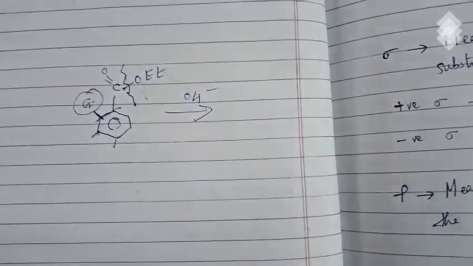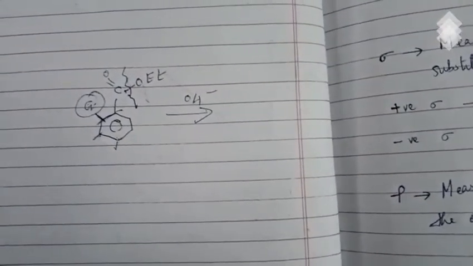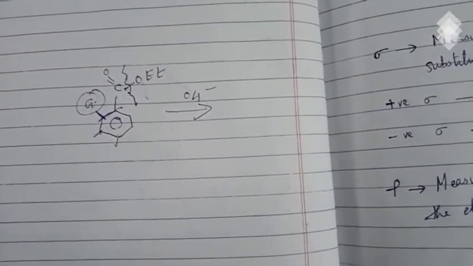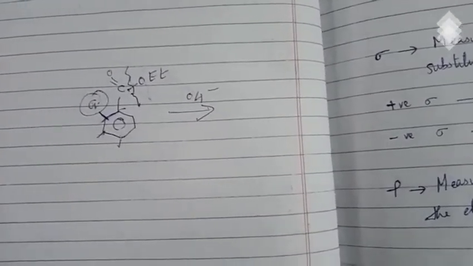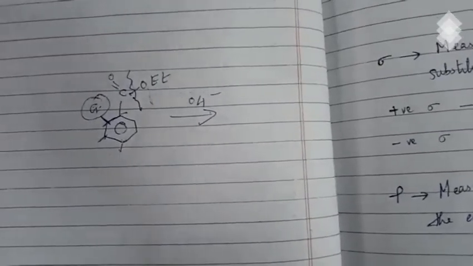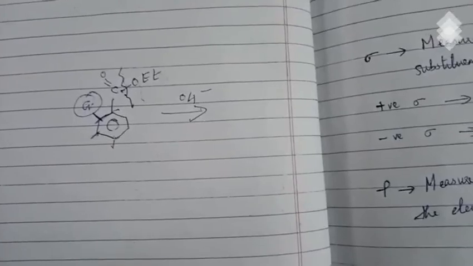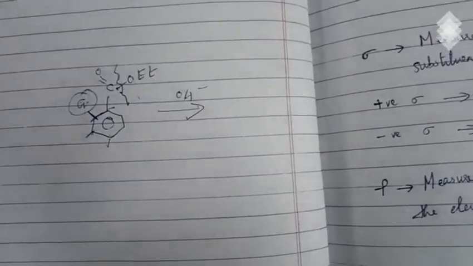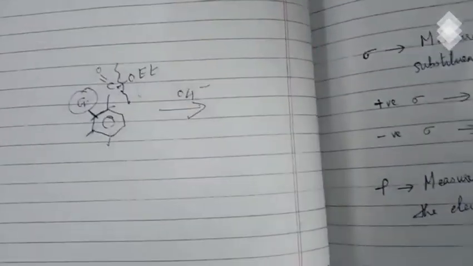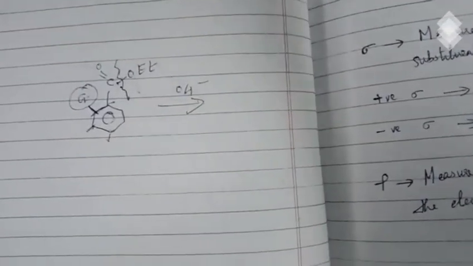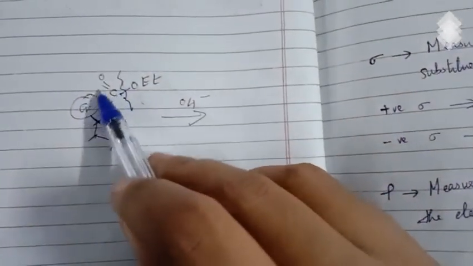So here we are dealing with only the polar effect of the substituent. Polar effect means either it is electron withdrawing or electron donating. It's inductive effect, plus I or minus I, or it's resonance effect. That polar effect means inductive plus resonance effect. So that polar effect of the substituent will change the reaction rate.